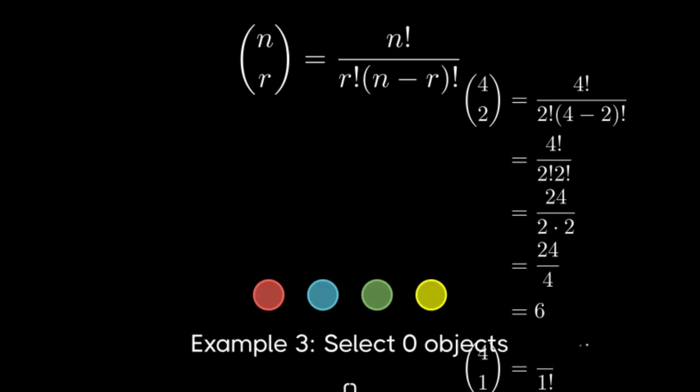There's only one way to select nothing. You might think of it as having only one way to do nothing at all. Let's see what our combinations formula tells us.